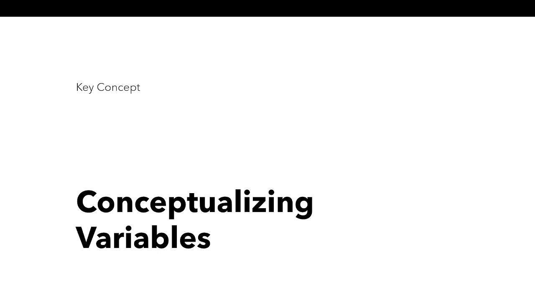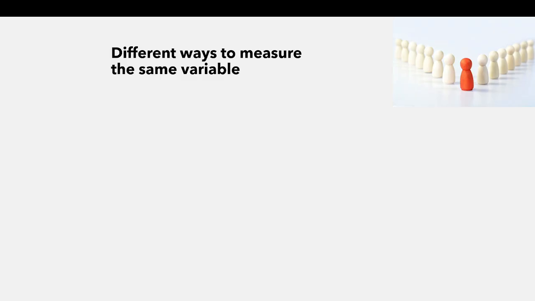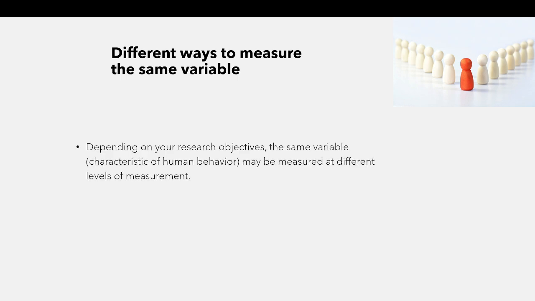So our next key concept is this idea of conceptualizing variables. There are different ways to measure the same variable, depending on your research objectives. In the context of this class, I want to emphasize this point that you are a social scientist here. So I need you to begin to develop your way of thinking as a social scientist.